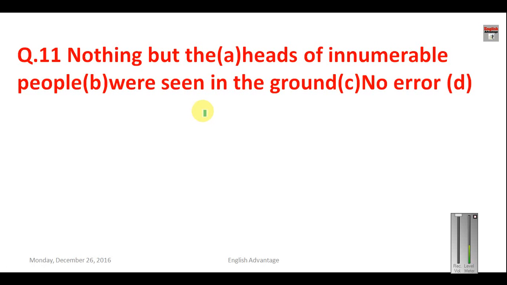Question number 11 says, nothing but the heads of the innumerable people was seen in the ground. Now please remember this thing, that after nothing but singular or plural noun can be used, but the helping verb has to be singular, because nothing and no one are singular. So that is why this verb has to be written in singular. In place of were, you have to write was. So your answer here will be C.